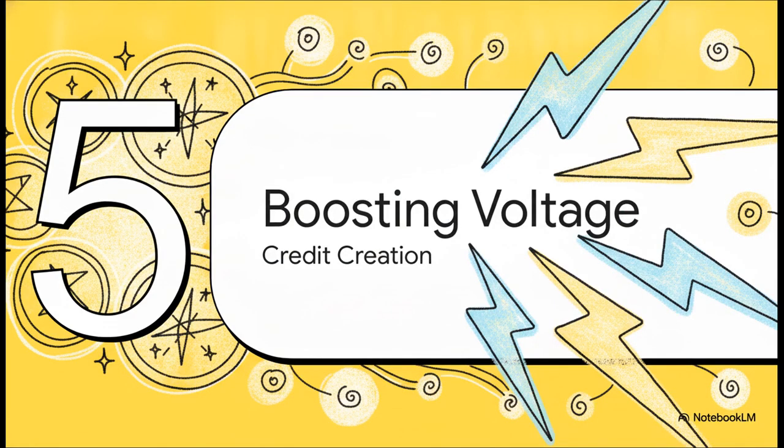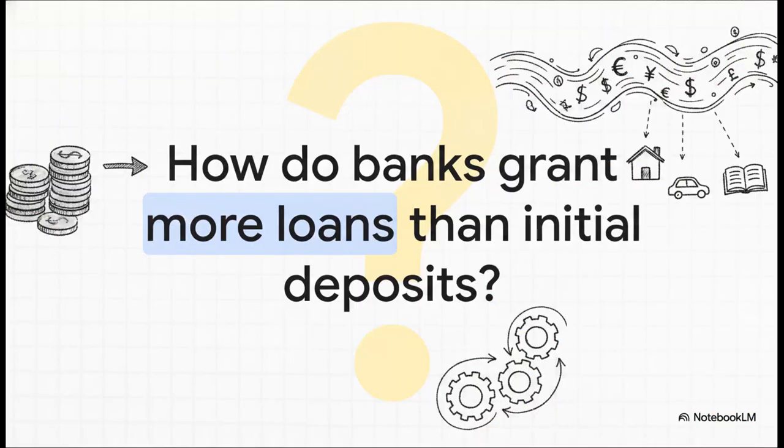Section 5. Boosting voltage. Credit creation. Okay, if accepting deposits and advancing loans are the basic wiring, this next part is where the bank actually boosts the voltage. I really want you to think about this question. How on earth does a commercial bank manage to grant more money out in loans than the physical cash deposits it actually takes in? It sounds mathematically impossible, right?